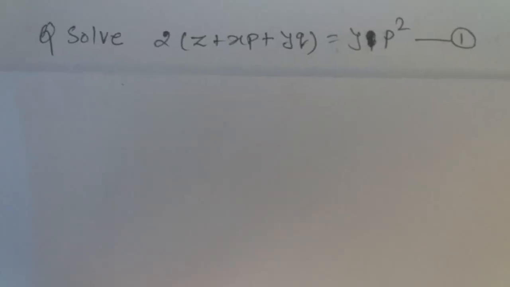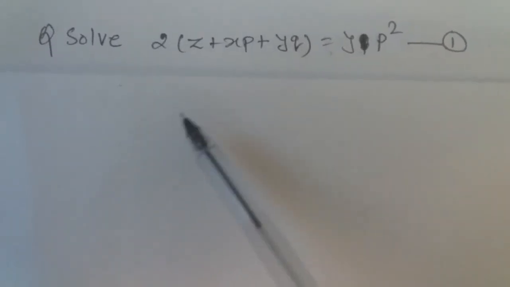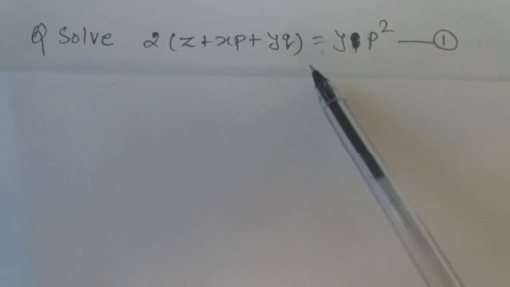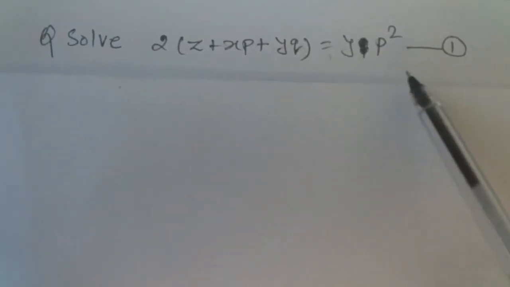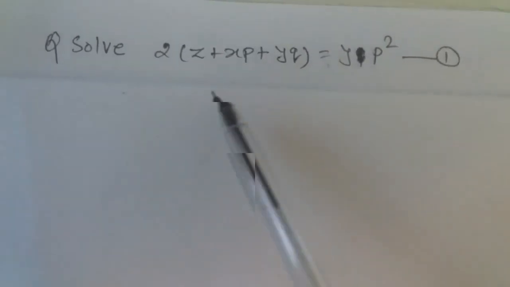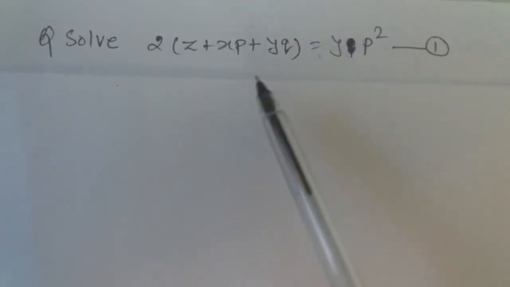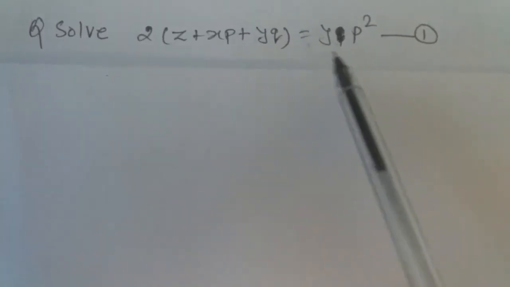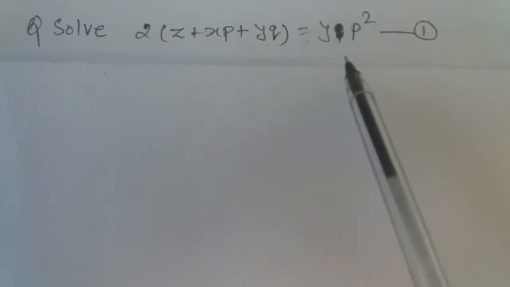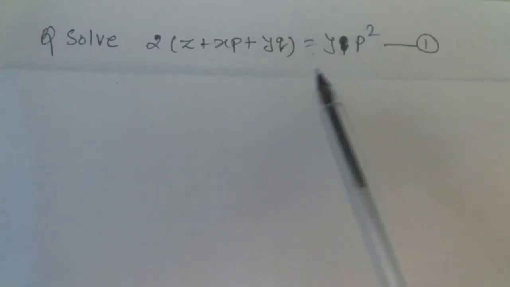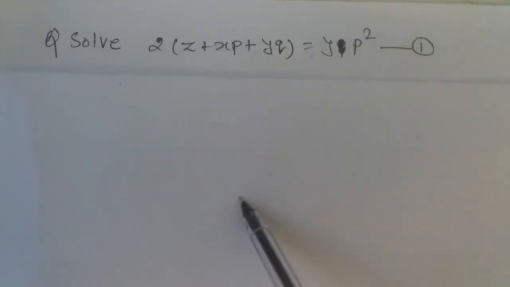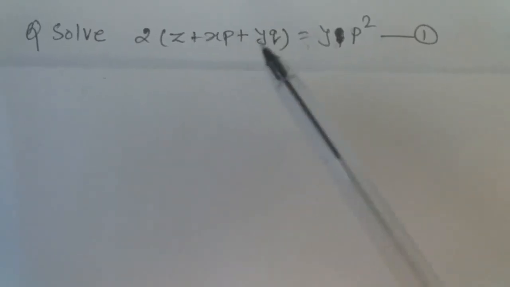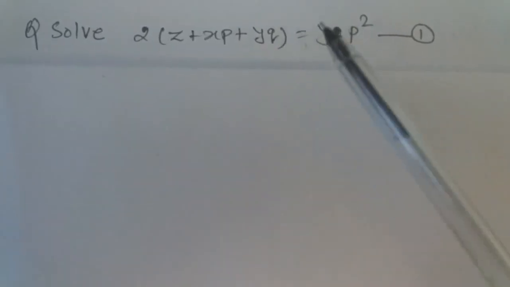Next problem is: solve 2 times (z plus xp plus yq) equal to yp square. So this is a non-linear partial differential equation of first order. But this equation is neither in standard form, nor can it be reduced easily into standard form. So we apply the Charpit method to obtain its complete integral.